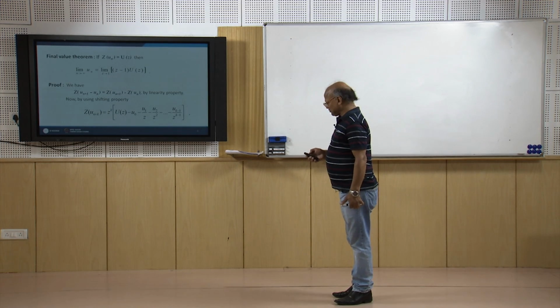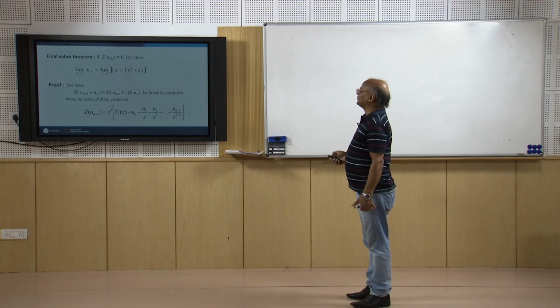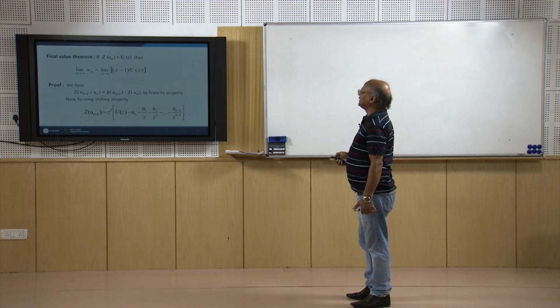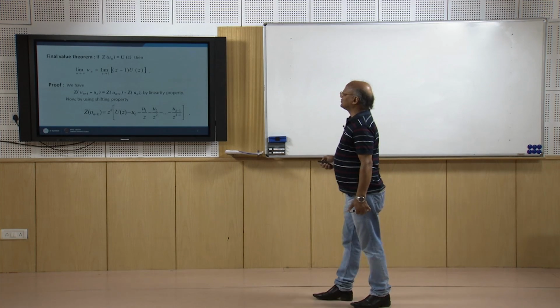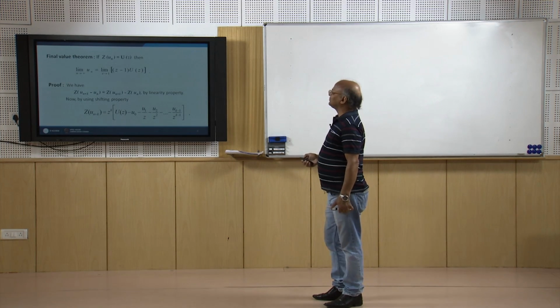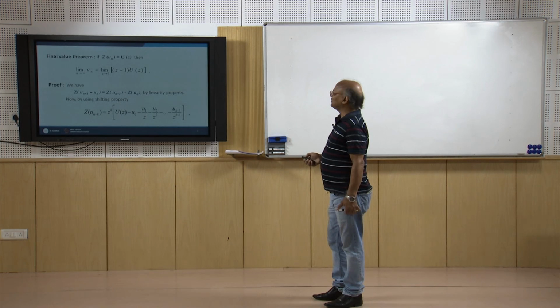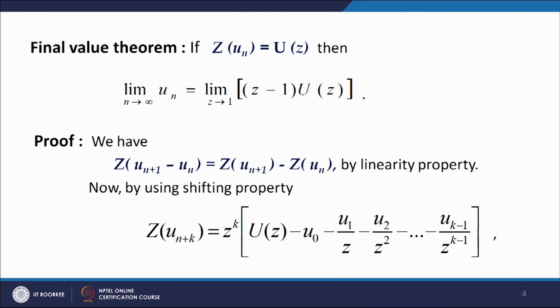So, let us now talk about the final value theorem. Here we will get the value of u_n as n tends to infinity. If the Z transform of the sequence u_n is known, say it is U(z), then this result tells us that the final value of the sequence u_n, that is u_n as n tends to infinity, is given by the limit of (z minus 1) U(z) as z tends to 1. Let us look at the proof of this final value theorem.